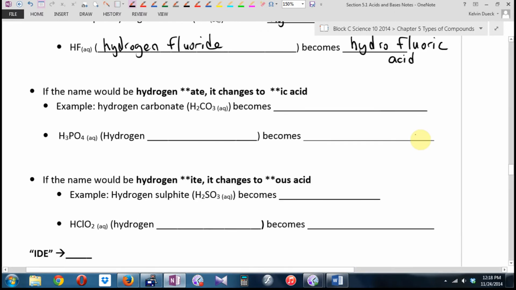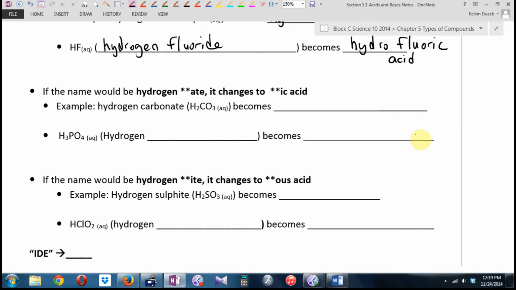Now, so you ready? Ide becomes ick. If the name would be hydrogen something something something ate, it also changes to ick. Now, how could it end in ate? It would have to be one of those polyatomic ones on the back page of the pink sheet, where you had carbonate, and sulfate, and chlorate. So how can it end in ate from the back sheet?